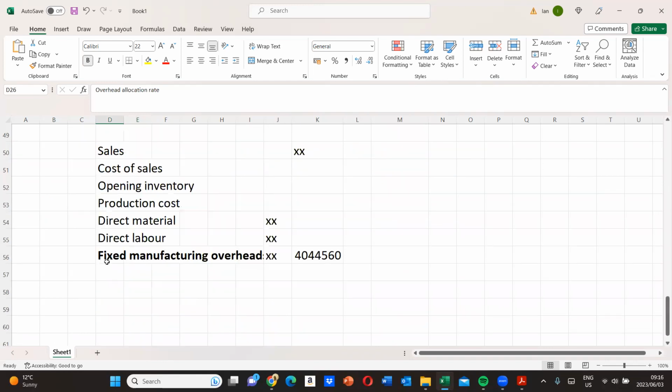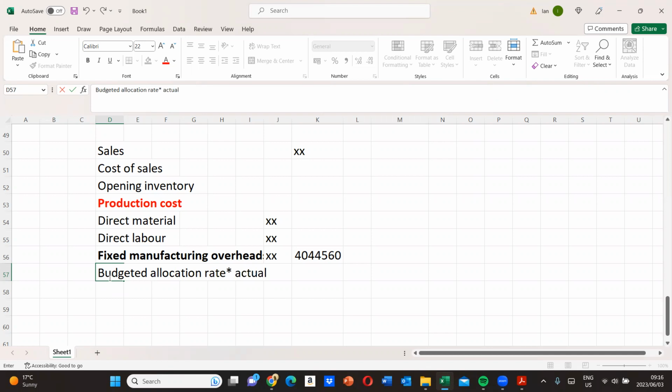To calculate now your fixed manufacturing overheads that you add to production cost, you see here, production cost. What are you going to do? You're going to take your budgeted allocation rate and multiply it with actual. So you multiply it with actual.